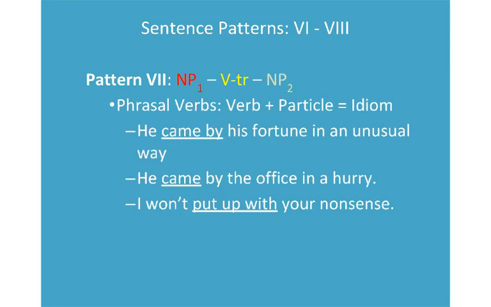Just so you know too, you can include a phrasal verb like came by or put up with. So your verb might have more than one word in it, because "came by" in this first case is acting as one verb: He came by his fortune in an unusual way. In this one, "came" is just the verb by itself: He came by the office in a hurry. Even though the "by" is right after it, that's still not part of the verb.